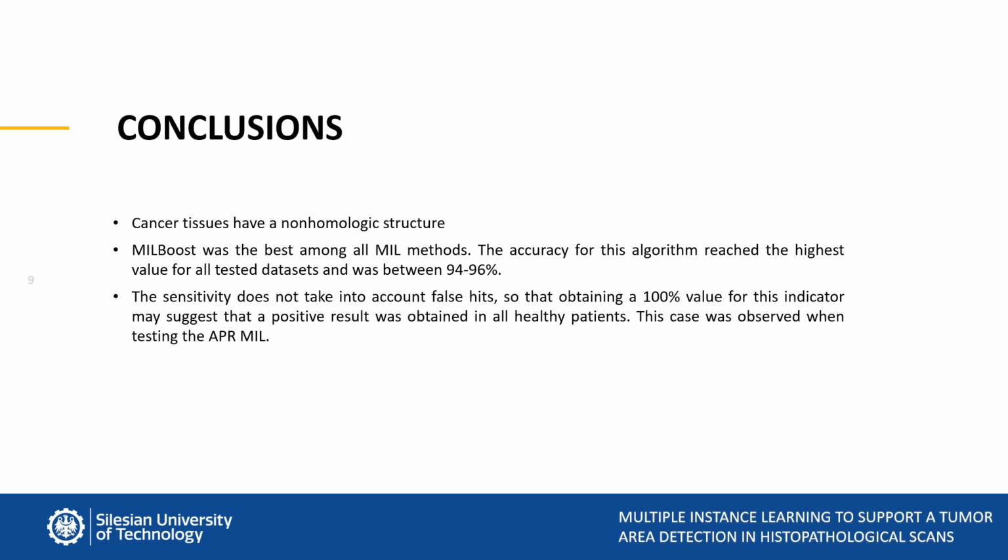In summary, tumor tissues do not have a homogeneous structure, which was shown by 2 selected differentiating features. MILBoost was the best of the methods. This algorithm is resistant to overfitting, so it was able to correctly classify even bags containing a single positive instance. The sensitivity does not take into account false hits, so obtaining a 100% value for this indicator may suggest that a positive result was obtained in all healthy patients. This case was observed when testing the APR-MIL.